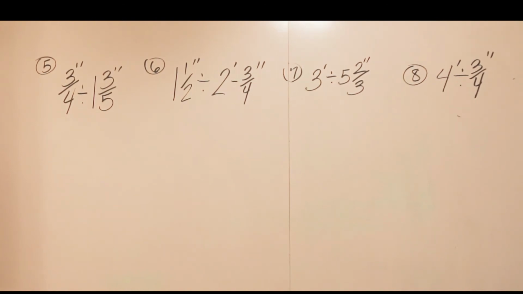All right. So the next 4 problems on the board, we're still dealing with a measurement divided by a measurement. Again, anytime you have a measurement divided by a measurement, the measurements have to be the same before the measurements fall off. So let's look at number 5. We got 3/4 inches divided by 1 3/5 inches. So what's the first thing we need to do?